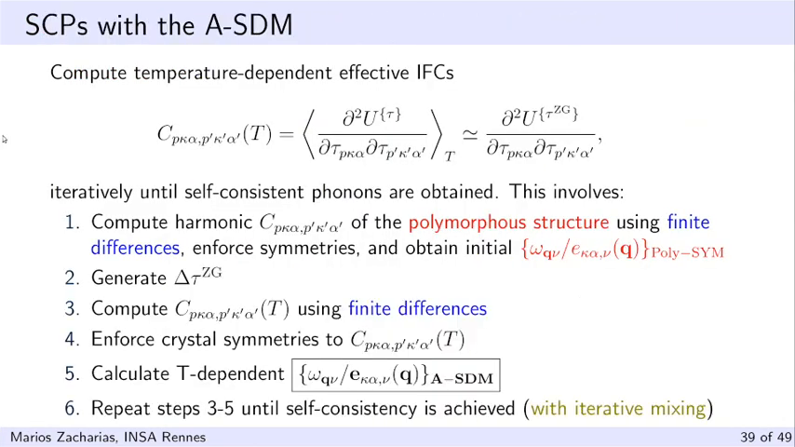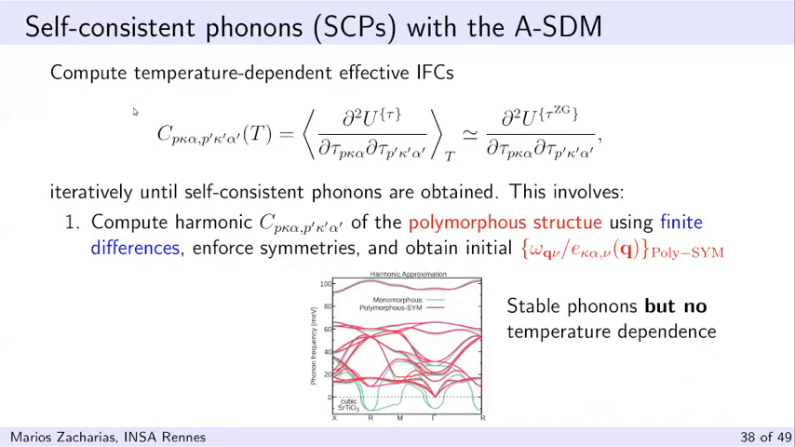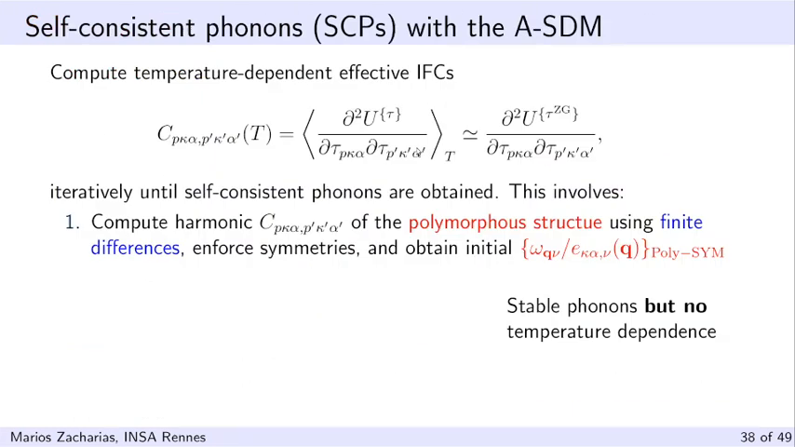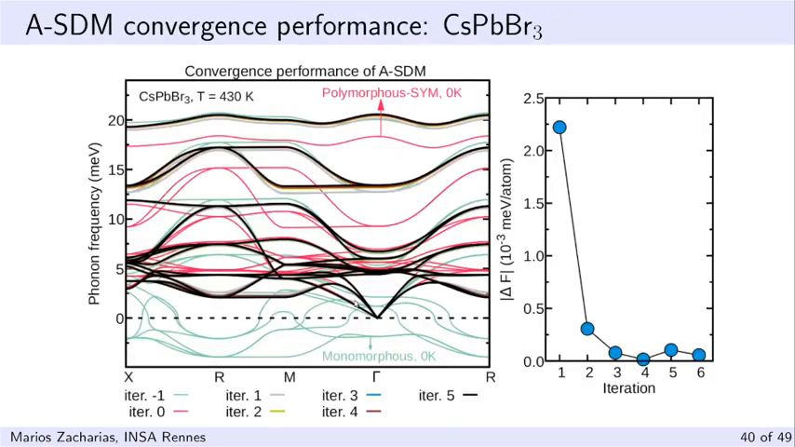So what we do here is that if we have anharmonicity in the system and we want to describe this effective temperature-dependent potential, we first need to compute the polymorphous structure to get a well-defined phonon starting point. And then using these phonons, we generate only one configuration to evaluate the temperature-dependent harmonic phonon dispersion. If I come here in the convergence performance, iteration 1 is just one special displacement configuration, you see?